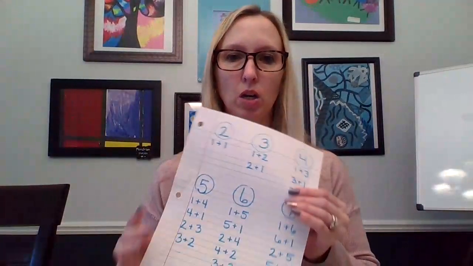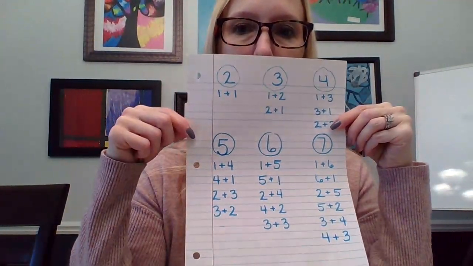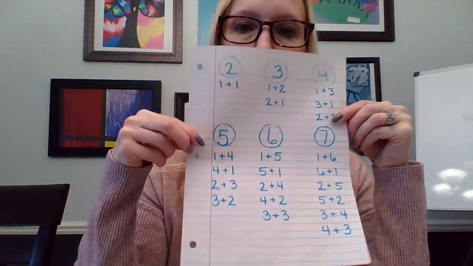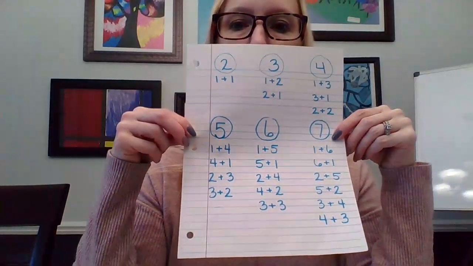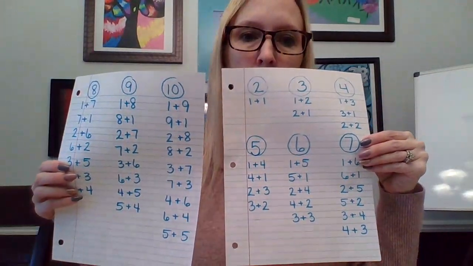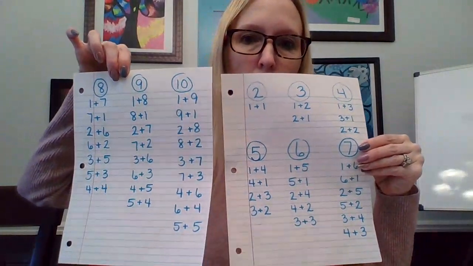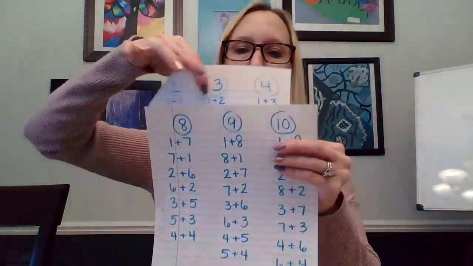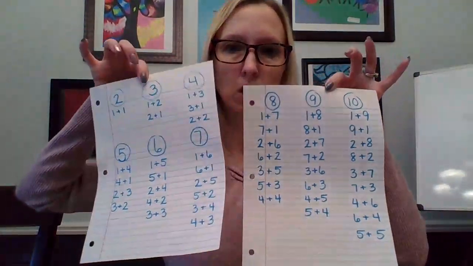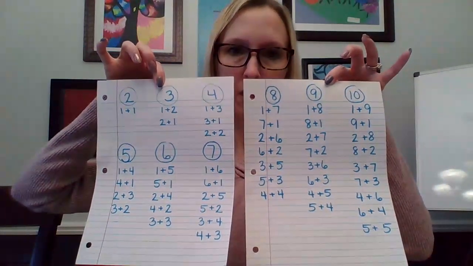And here are the answers that I have. They don't have to be in the same order. And then here are the rest. There's a lot. The bigger the number, the more number partners there are. I should probably hold it this way so you can see it better. There you go.